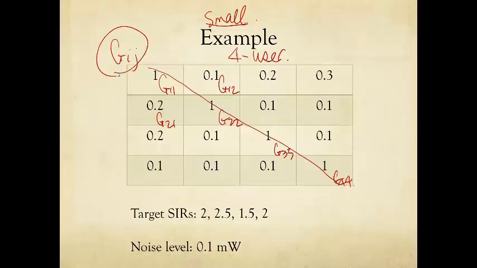Now, what about the target gammas? I'm going to say that gamma 1 is 2, gamma 2 is 2.5, gamma 3 is 1.5, and gamma 4 is 2. It turns out this set of target SIRs is indeed achievable. And remember, the gammas are unitless numbers because it's a ratio. And then the noise levels, the Nis, are all equal to 0.1 in units of milliwatts. So that's the set of constants.